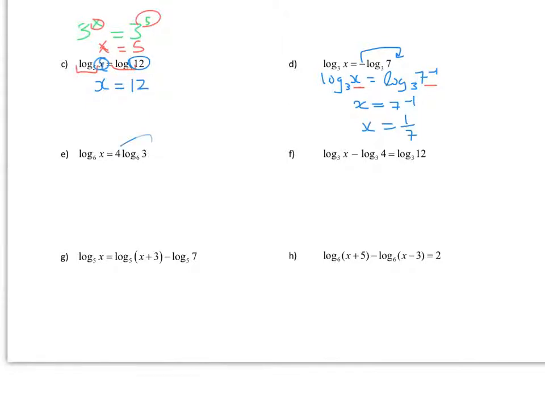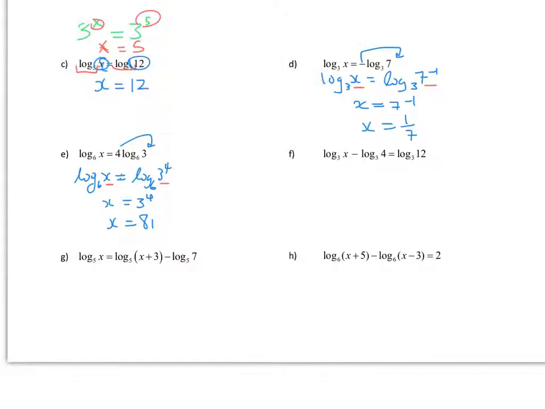Okay, similarly this 4 is going to go up here. We're going to get the log of x with a base of 6 would equal the log of 3 to the 4 with a base of 6. So that means then that x has to equal the 3 to the 4. And then if I actually calculate 3 to the 4, we get 81 out of that.